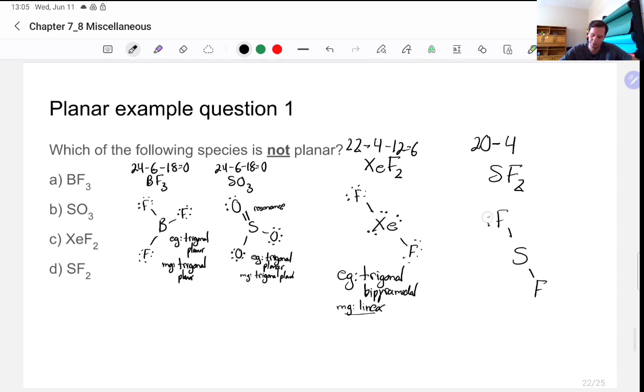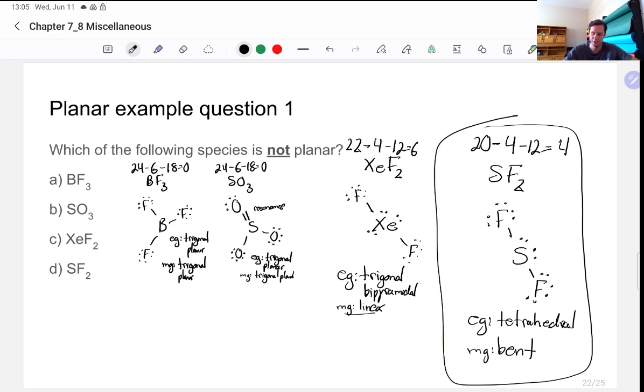And now I can put my lone pairs around those. So that's 12 right there, 6 from each fluorine. And so now we have 4, so that means 2 lone pairs on the sulfur. So we have 4 groups, so the electron geometry is now tetrahedral. And that means the molecular geometry with 2 lone pairs is going to be bent. Tetrahedral molecular geometry bent is not planar, so the answer is SF2 here for this one.